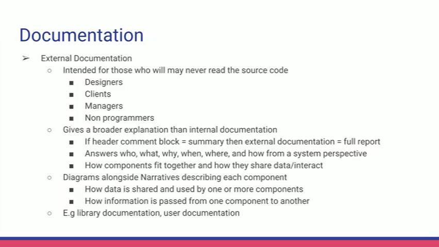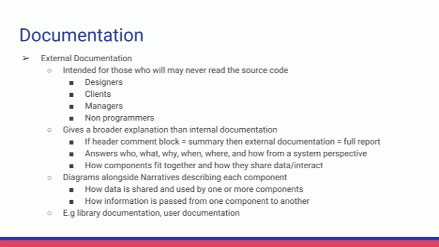So if you think of a header comment block as a summary of a component, then external documentation of that component would be like a full report, with a lot more detail and information. It should answer who, what, why, when, where, and how, but from a system perspective. So it should explain how components fit together, how they share data, and how they interact in the overall system. It should also have diagrams alongside the narration to describe each component. The diagrams should describe how data is shared and used by one or more components and how information is passed from one component to another.